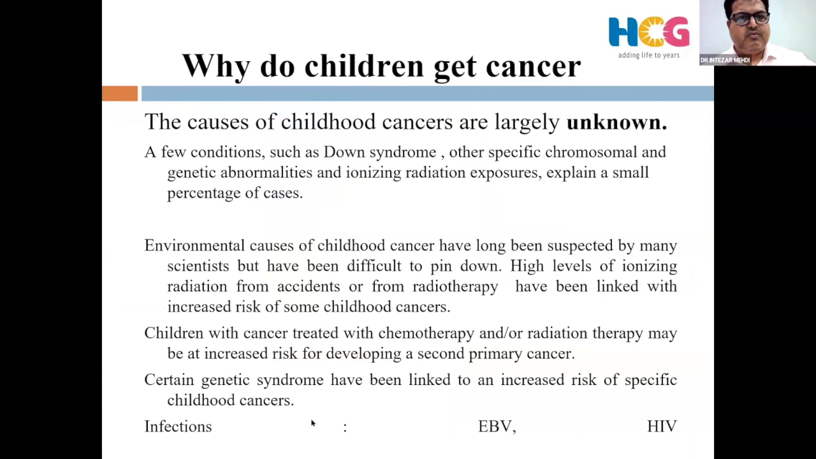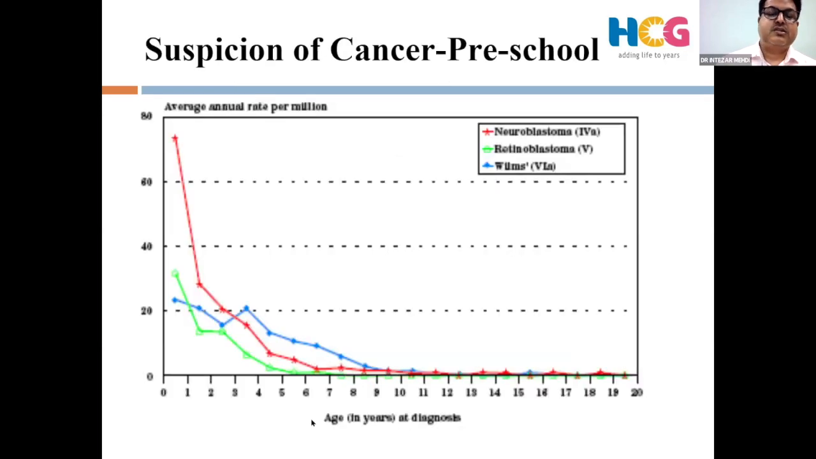Now, it's a big question, which often comes up, at least for the students if they've joined here: why do children get cancer? As we all know, 95% of the time, we do not know the reason for childhood cancer. Only 5% of the time, we may have some implications like genetic syndromes such as Down syndrome, other chromosomal genetic abnormalities, and exposure to ionizing radiation, which could be accidental or linked to previous radiotherapy treatment. Rarely, infections, for example EBV-associated lymphoma, especially Hodgkin's and non-Hodgkin's lymphoma, and HIV-associated cancer.